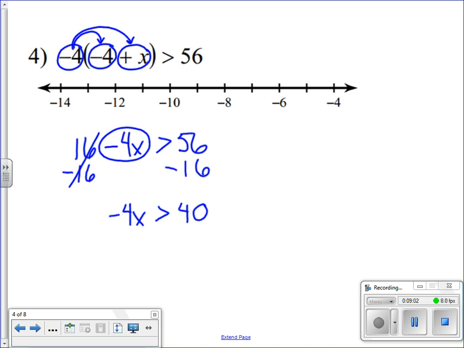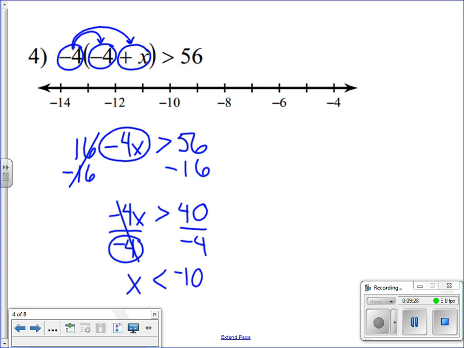So now I'm going to divide both sides by negative 4. So x is it greater than or less than? It's going to be less than, because I have to switch my sign because I divided by a negative 4. So x is less than negative 10.